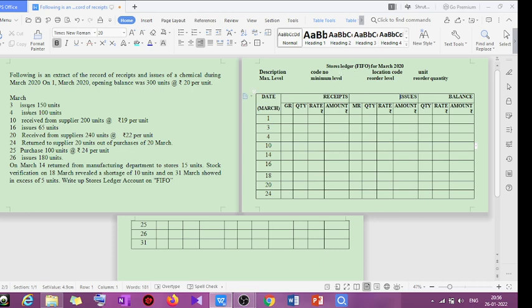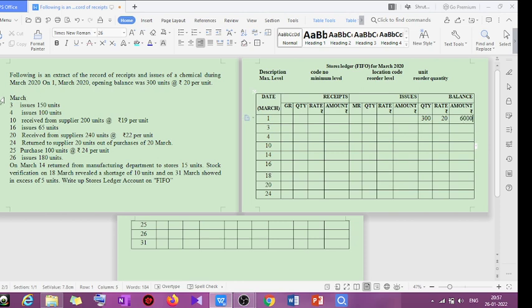So first, what is the transaction here on 1st March 2020? First you mention the date. Opening balance is 300 units, so under quantity you mention 300. Rate is given, it is 20 rupees per unit. So rate is 20. What will be the amount? It will be 6,000. So this is the first transaction.